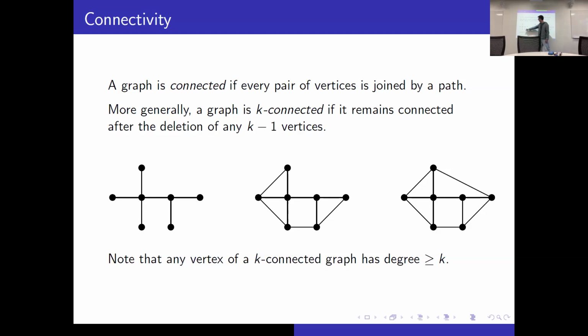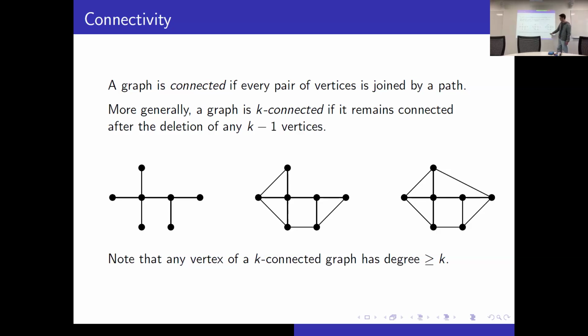So this graph is 2-connected because you can delete any vertex and its incident edges, and the graph stays connected. But this one is not 2-connected because you can delete 2 minus 1, which means 1 vertex, and then it will fall apart. And this graph is 3-connected. So this is only 2-connected, but not 3-connected. But this is 3-connected.